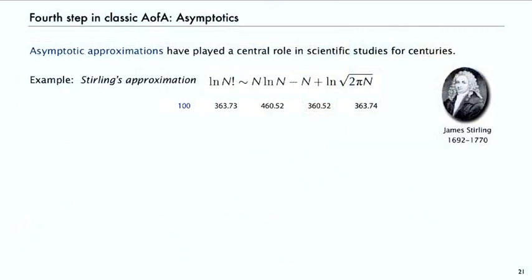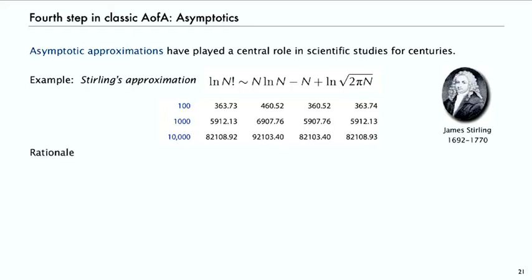this table just gives what the 460 is, n log n; the 360.52 is what you get when you subtract n; 363.74 is what you get when you add in log of the square root of 2 pi n. So it's very close even for 100. And for large n, it remains very close. For 1,000, it's accurate to within 2, and for 10,000, it's still very close. Extremely accurate approximation to log of n factorial.